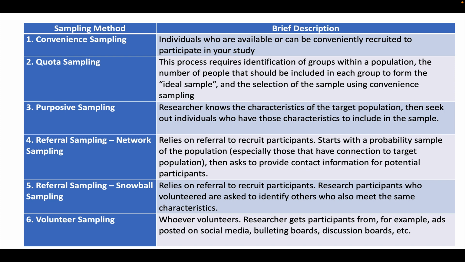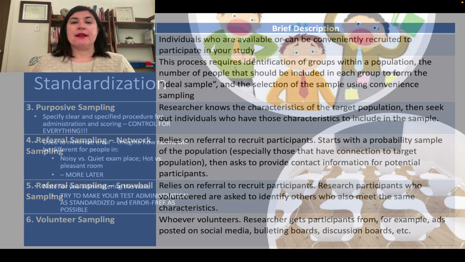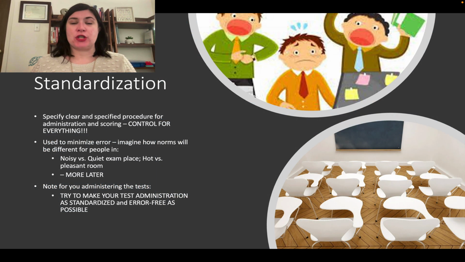There's referral sampling, which is the snowball sampling. This relies on a referral to recruit participants. So research participants who volunteered are then asked to identify others who will meet the same characteristics. Then there's volunteer sampling. Whoever volunteers, researchers get participants from, for example, ads posted on social media, bulletin boards, discussion boards, etc.